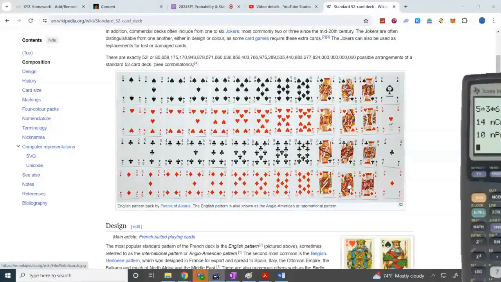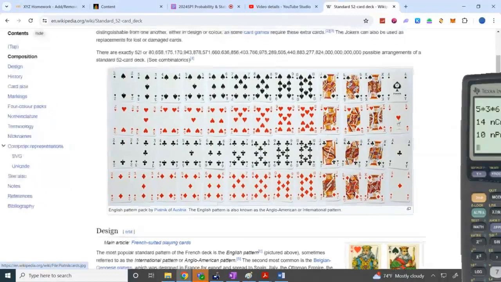There are 4 queens. How many odd cards are there? Well, remember the odd cards are 3, but you've got 4 threes. Oh, so the 1 wouldn't count? It's not a 1. That's right. Okay.